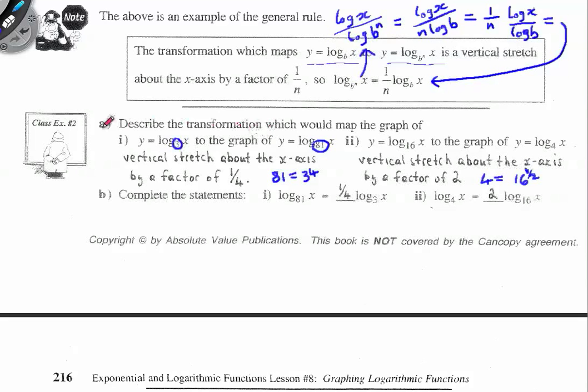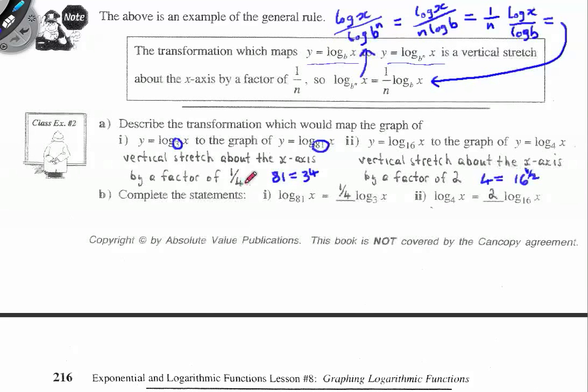So in class example 2 here, we have the question: describe the transformation which would map the graph of log x base 3 to the graph of log x base 81. Now we can look at 81 as being equal to 3 to the 4. So if 81 is 3 to the 4, it means that 1 over n, this factor here, is 1 over 4 because of this 4 here. So it's a vertical stretch about the x-axis, and of course vertical stretches are always about the x-axis, so it's kind of redundant to keep saying about the x-axis. But it's by a factor of 1 over 4.